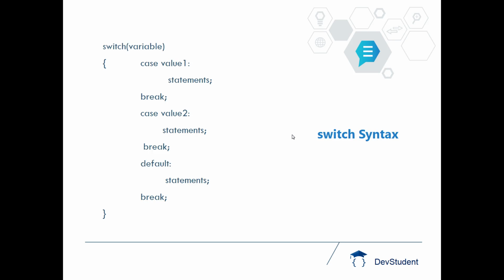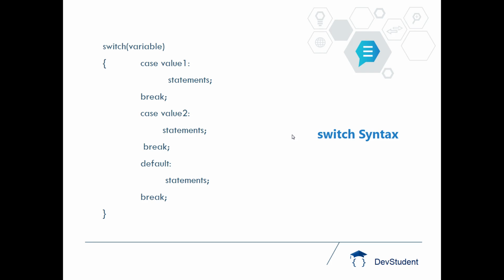Here is the syntax for switch. At the starting we are going to write switch. In the braces you mention a variable. This variable is going to contain some value. If the value is matched with any of the cases, like we have mentioned here multiple cases, case value 1, case value 2, and so on, and at the last we write default. If it is matching with any of the values, that specific case's statements will be executed.